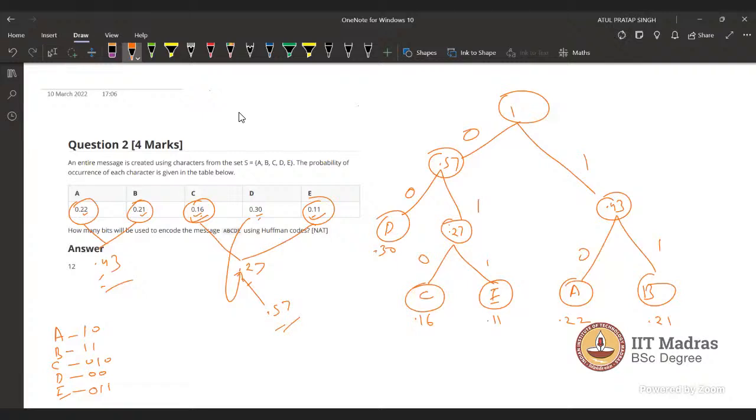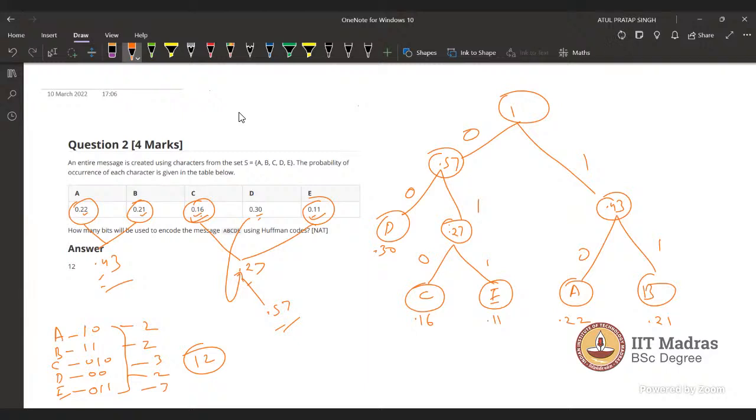Now we are asking how many bits will be used to encode A, B, C, D, E. Just add these all values. This is the length: 2, this is 2, this is 3, this is 2, this is 3. 2 plus 2 is 4, 4 plus 3 is 7, 7 plus 2 is 9, plus 3 is 12.